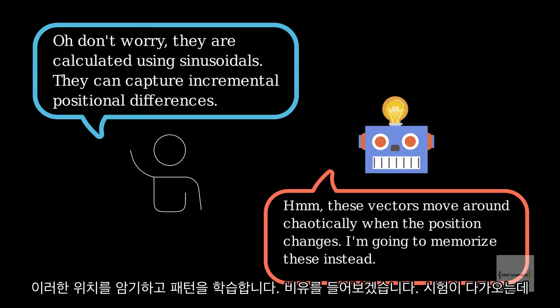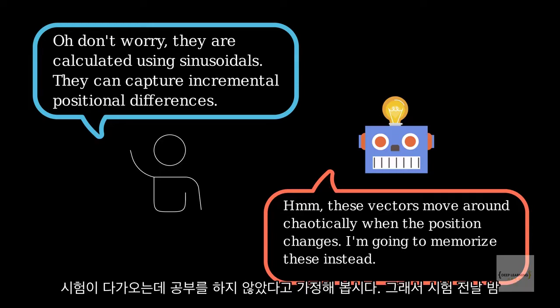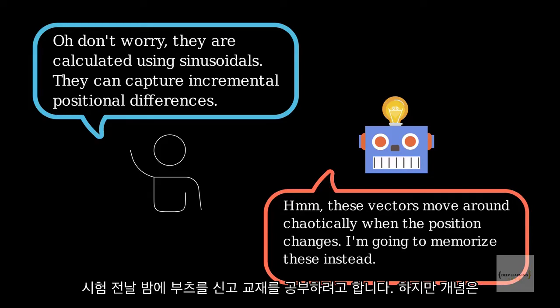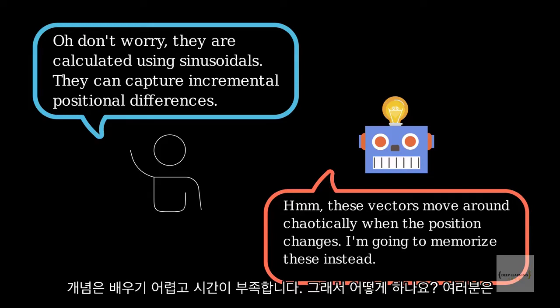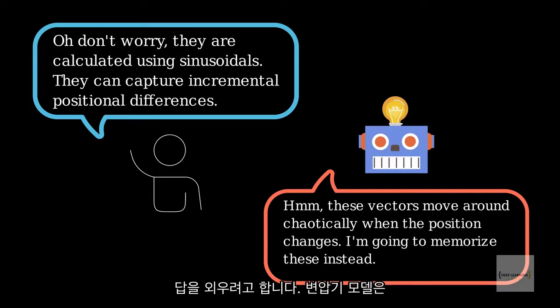Imagine you have an exam coming up and you haven't studied for it. So the night before the exam, you hit the books and try to study the material. But concepts are tough to learn and you're running out of time. So what do you do? You try to memorize the answers instead. The transformer model opts for something similar.